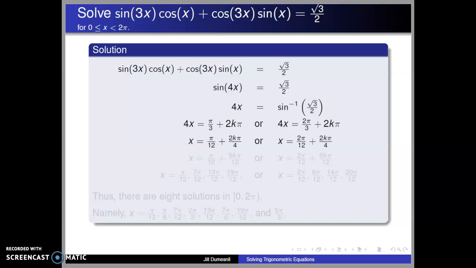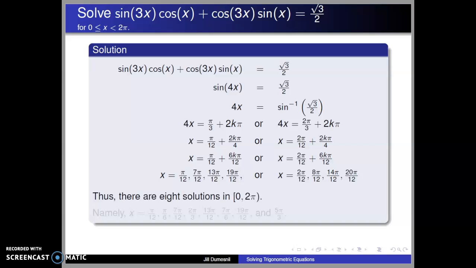To solve for x, we divide both sides by 4, and getting common denominators helps when computing those solutions in the interval from 0 to 2 pi. We will plug in integer values for k, starting with k equals 0. This again amounts to adding 6 pi in the numerator. Leaving the denominators all 12 will aid in listing the solutions in numerical order.